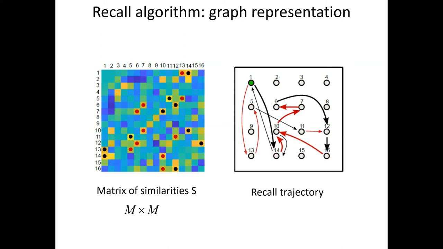Okay, so what do I do then? I have these spots, and I now generate the recall trajectory on the graph. How do I do this? In the following way. Let's say the first word that I recall is word number one. The number here tells nothing. It's just the word that I begin my process with. So from word number one, all I need to know is where the maximal element in the first row of the matrix is. So this will be position 14. So I put a black arrow to the element 14.